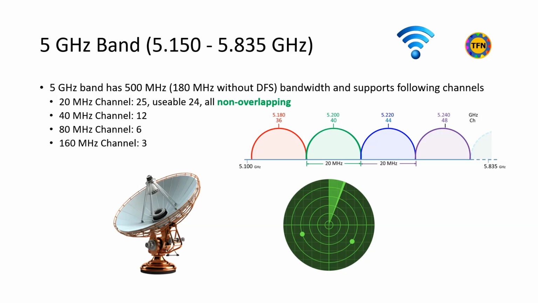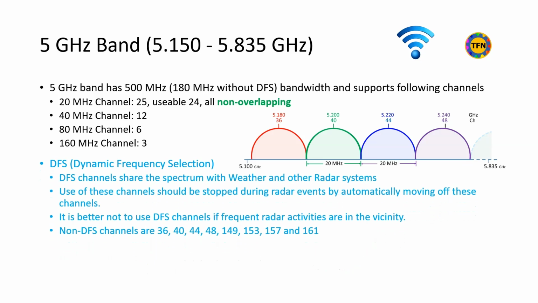It supports up to 25 20 MHz channels, 12 40 MHz channels, 6 80 MHz channels, and 3 160 MHz channels, all non-overlapping. This band includes DFS, or dynamic frequency selection, channels used by weather and other radar systems. Use of these channels should be stopped during radar events by automatically moving off these channels. It is better not to use DFS channels if frequent radar activities are in the vicinity.